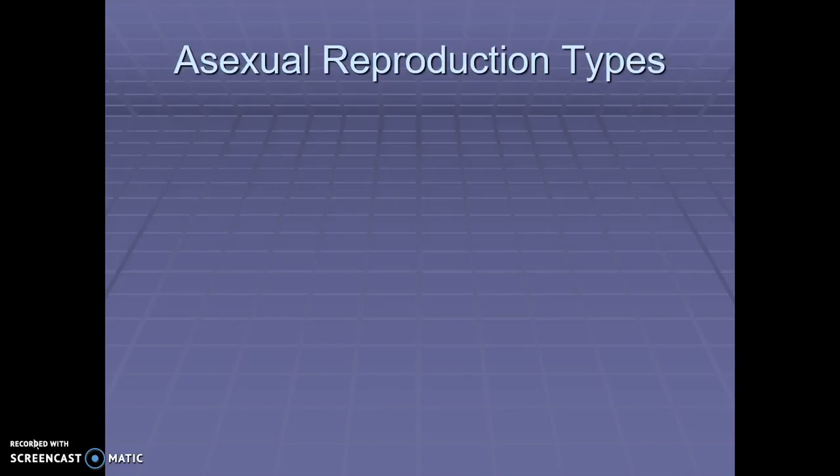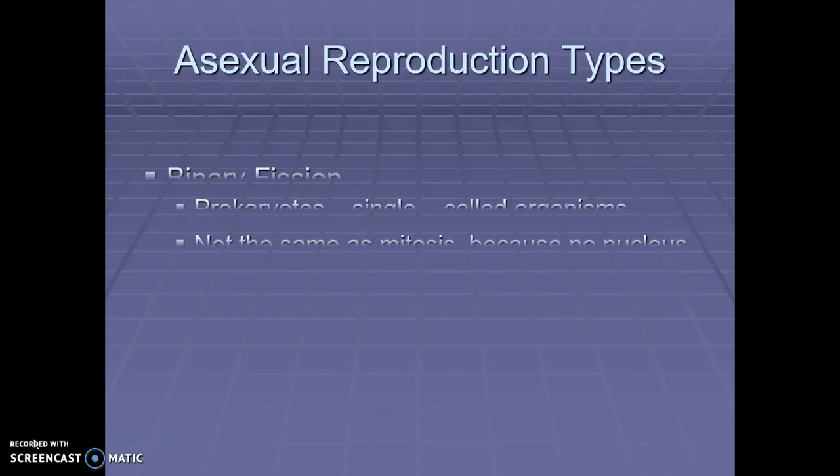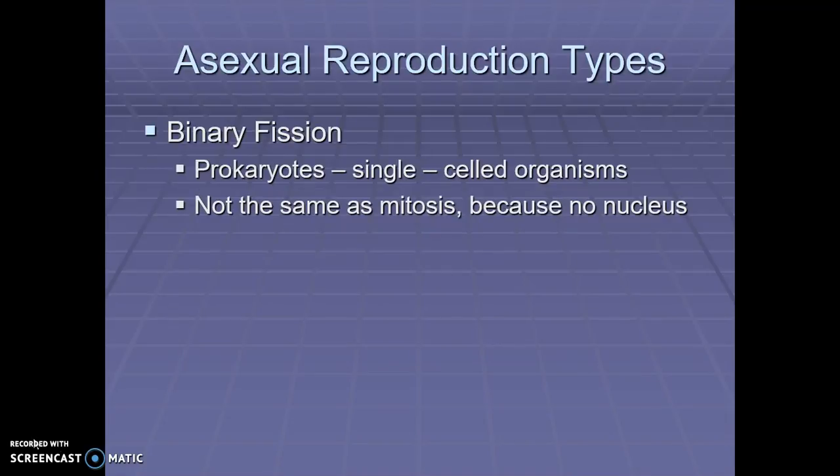So there's a couple of different ways that asexual reproduction can happen. One is called binary fission. This is one way that bacteria or prokaryotes can reproduce, and it's really similar to mitosis. But remember, prokaryotes don't have a nucleus, so it is a little bit different, but it's pretty similar.